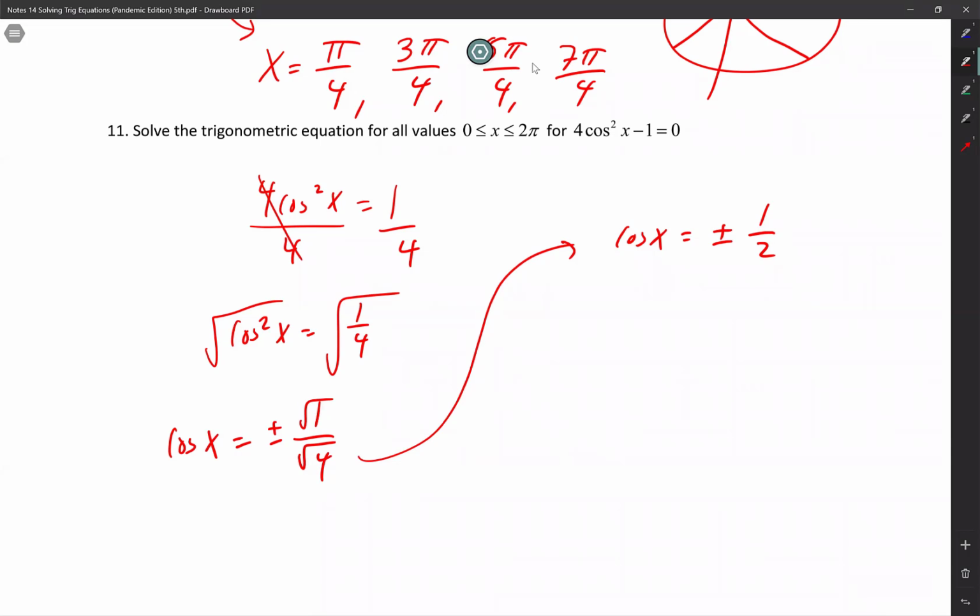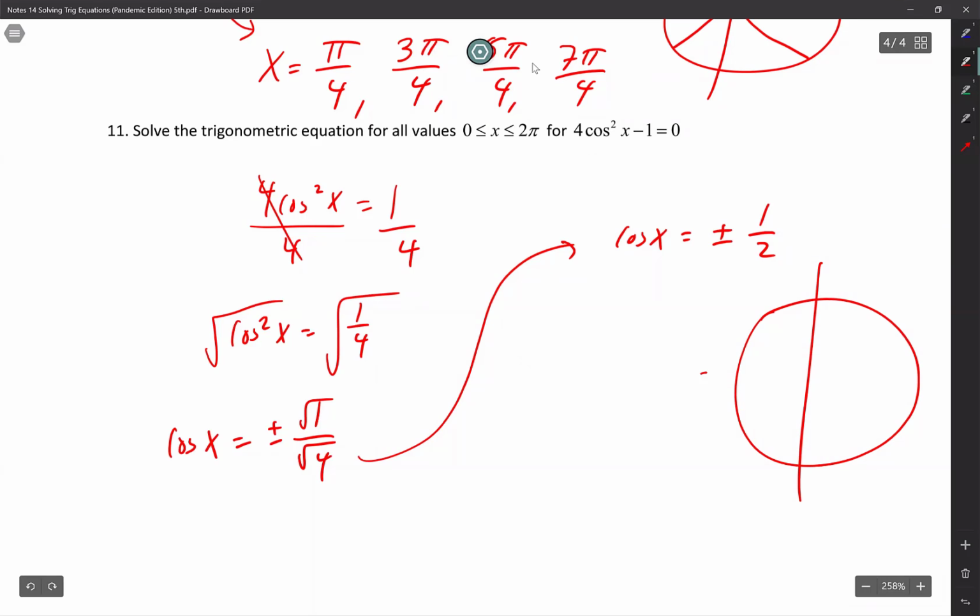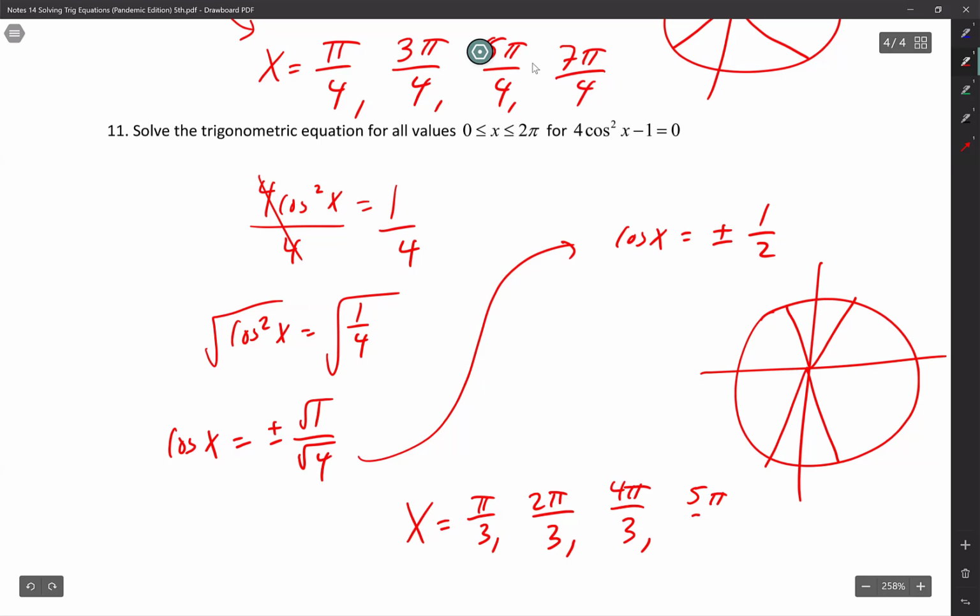I think that one's pretty straightforward. Let's start looking at our unit circle. Where is cosine plus or minus a half? Those radians happen to have a denominator of 3. So pi over 3, 2 pi over 3, 4 pi over 3, and 5 pi over 3.